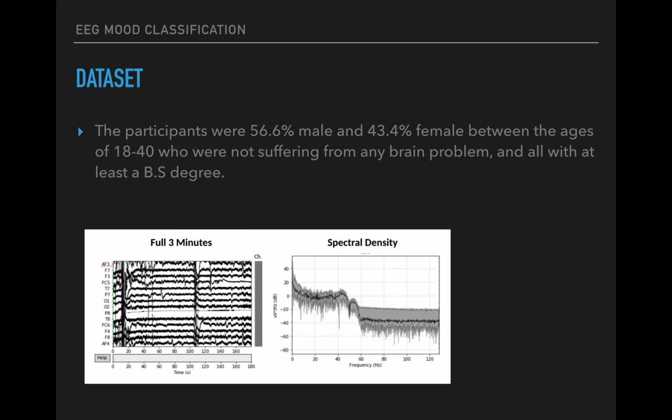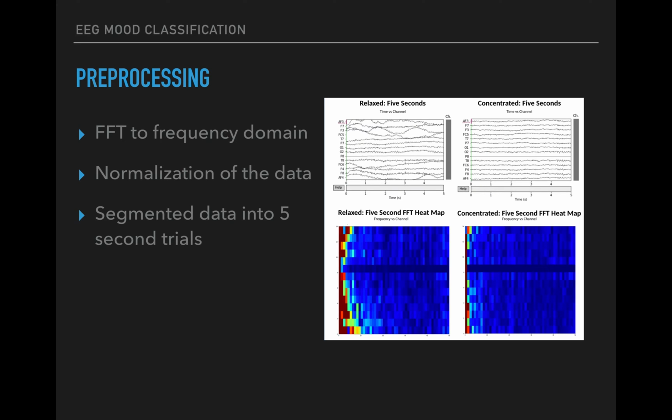To handle our dataset, we first had to separate the relaxed data from the concentrated data. And to make it more distinguishable to the model, we broke down each minute of data into 5-second intervals. We tried 2 different approaches to pre-process the data.